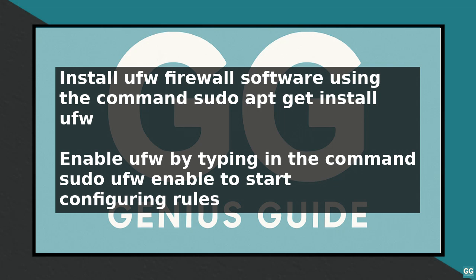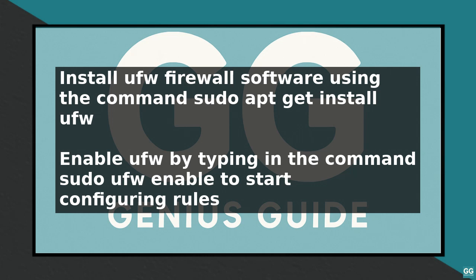After accessing your droplet, you can start configuring the firewall by installing the UFW firewall software. UFW stands for Uncomplicated Firewall and is a user-friendly interface for managing the iptables firewall. To install UFW, type in the command sudo apt-get install ufw. Once UFW is installed, you can enable it by typing in the command sudo ufw enable.